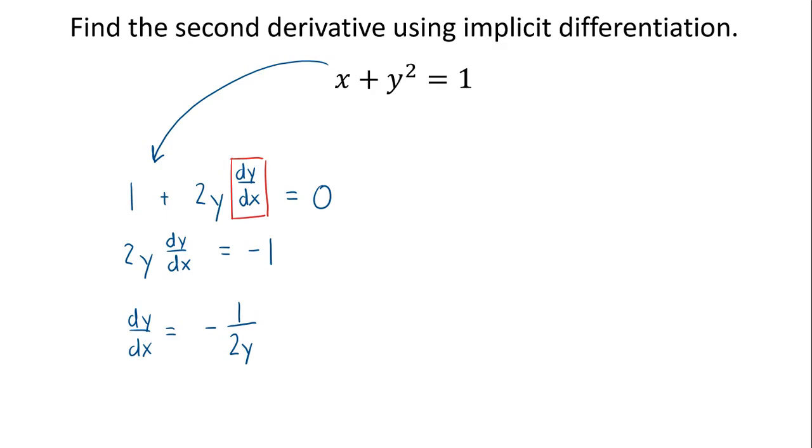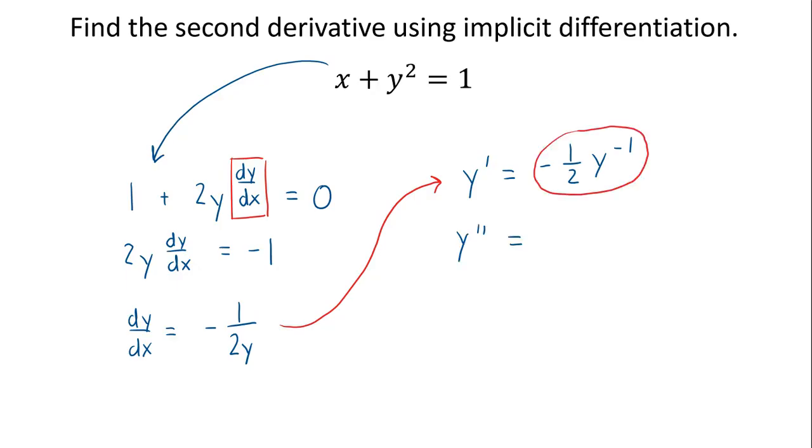Now we'll use the first derivative to find the second derivative. The first thing I'm going to do is rewrite the first derivative as negative 1/2 times y to the negative 1, because this is going to make finding the second derivative easier. To find the second derivative, we have to use the chain rule. The derivative of the outside function, or the entire function, is 1/2 times y to the negative 2 power. And the derivative of the inside function, y, is dy over dx.